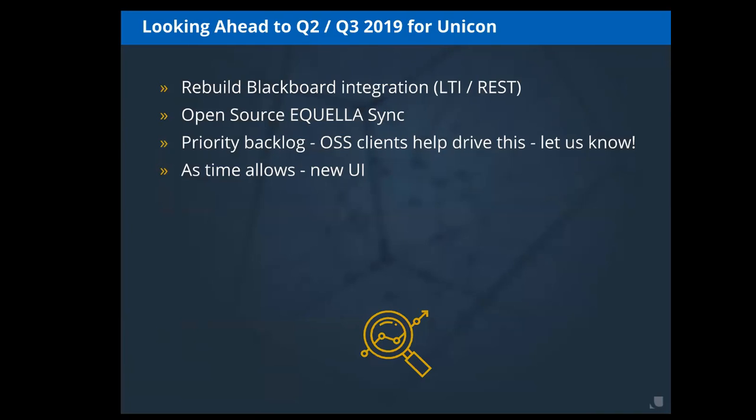Then we have the priority backlog. If you have something and you are an open source support subscriber or you are hosted by Unicon, please make your voice heard through a Zendesk ticket. It's set up so folks feel that they have a say in what Unicon does with the sustaining engineering budget as we go forward.